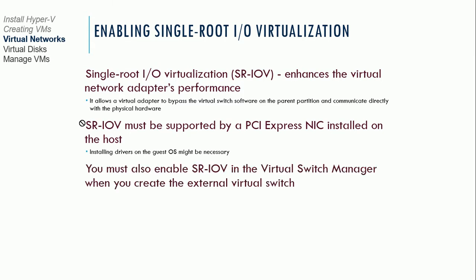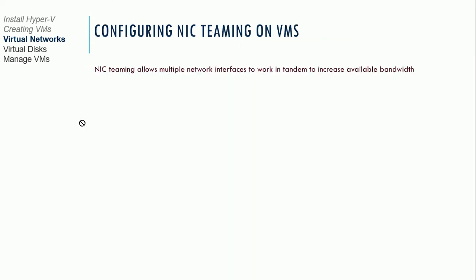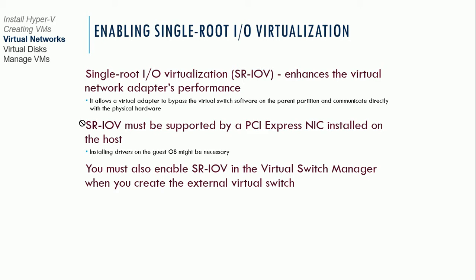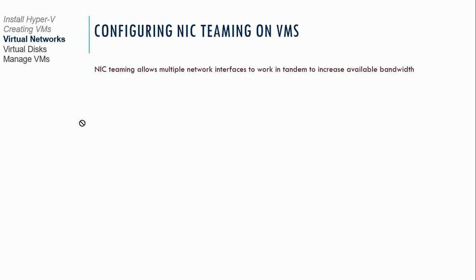You also have to make sure you enable SR-IOV in the virtual switch manager when you create the external virtual switch. And also, you may have to install drivers on your virtual machine, because now the virtual machine, or the guest OS, has direct access to that NIC. You may need to make sure that it has the necessary drivers to work with that NIC. So that's another step you may have to take.